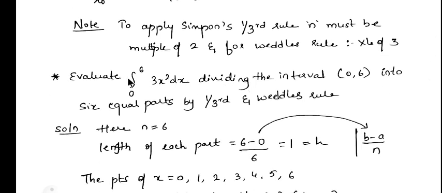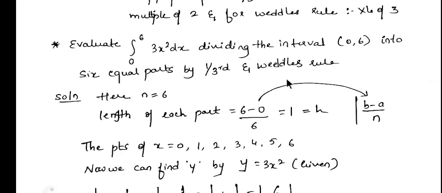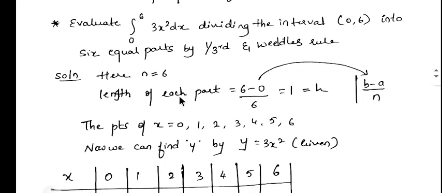Now we look into the first example. Evaluate integral 0 to 6 of 3x square dx, dividing the interval, that is 0 to 6, into 6 equal parts by Simpson's 1/3 and Weddle's rule. For this example, I have to apply Simpson's 1/3 and Weddle's rule. Please take here n is 6 intervals as they have said, and the length of each interval is given by b minus a divided by n.